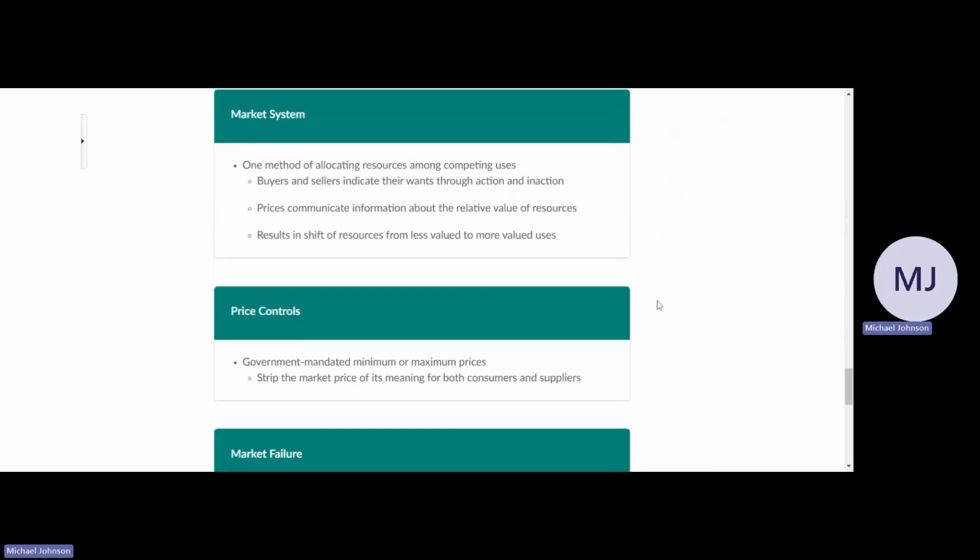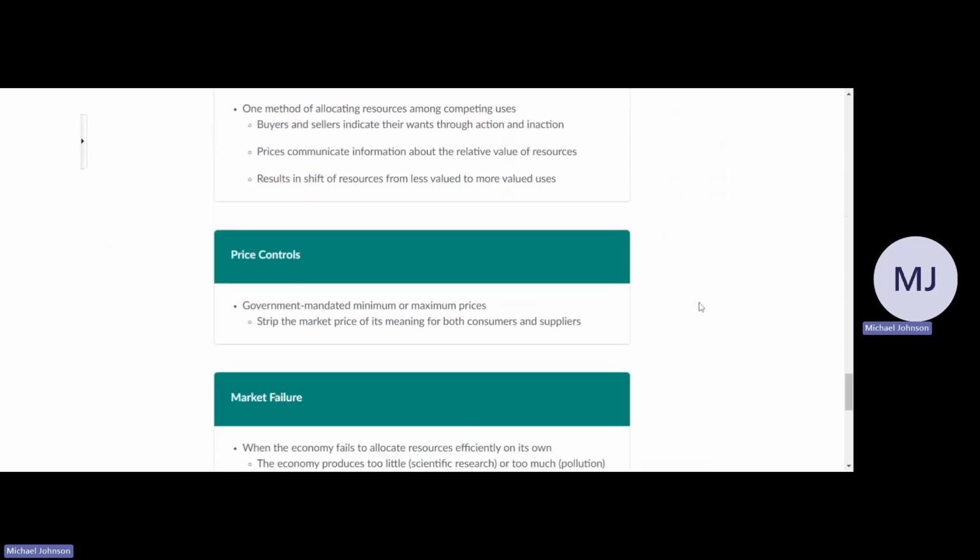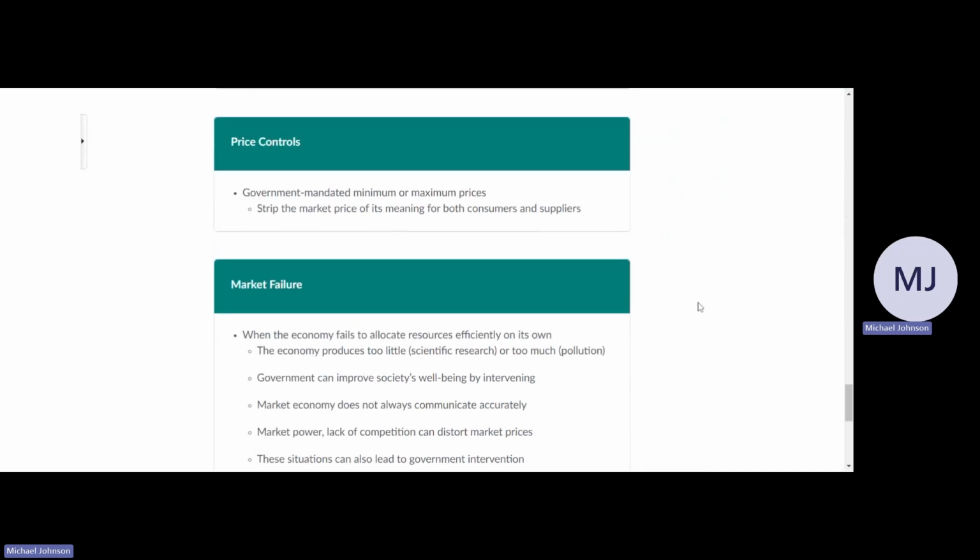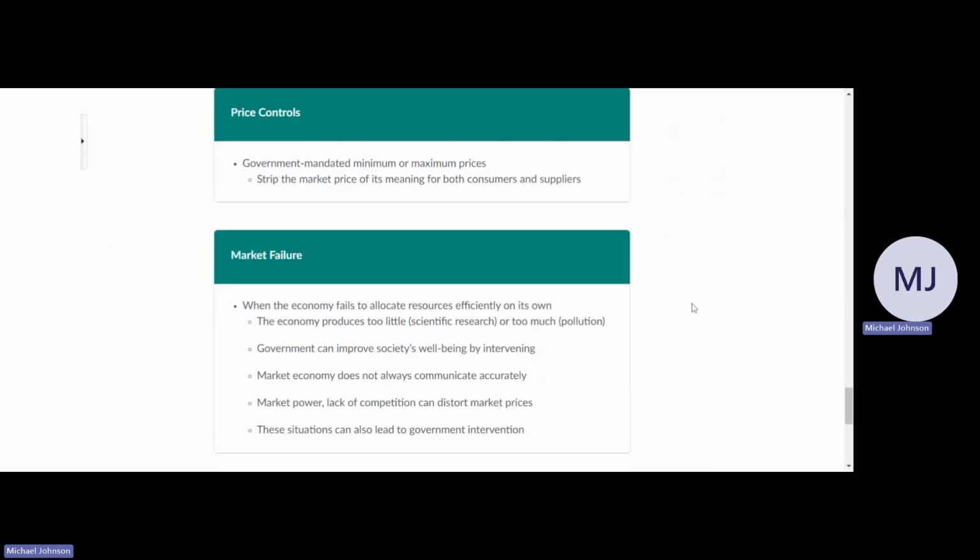A market system is one method of allocating resources among competing uses. Buyers and sellers indicate their wants through action and inaction. Prices communicate information about the relative value of resources and result in a shift of resources from less valued to more valued uses. Price controls are government-mandated minimum or maximum prices.